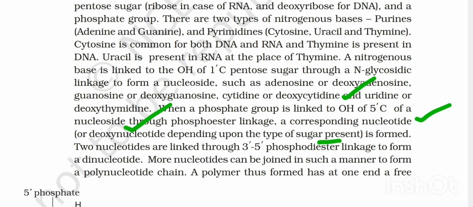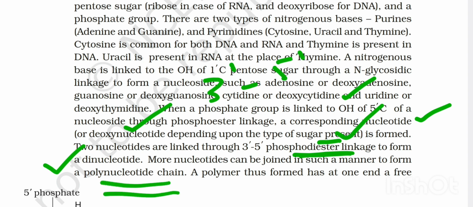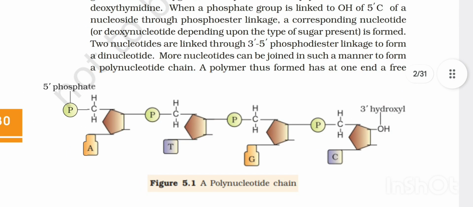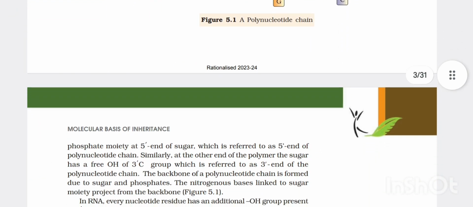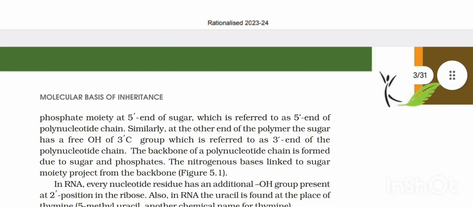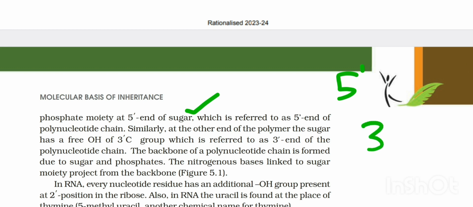Two nucleotides are linked through a 3-5 phosphodiester linkage to form a dinucleotide. More nucleotides can be joined in such a manner to form a polynucleotide chain. A polymer thus formed has a free phosphate moiety at the 5 dash end of the sugar, which is referred to as the 5 dash end of the polynucleotide chain. On the other hand, the polymer has a free hydroxyl group at the 3 dash position of the sugar, which is referred to as the 3 dash end of the polynucleotide chain.